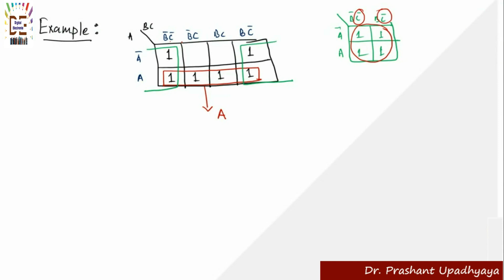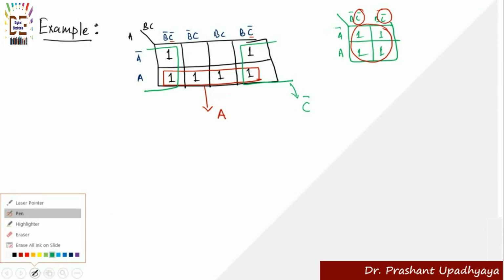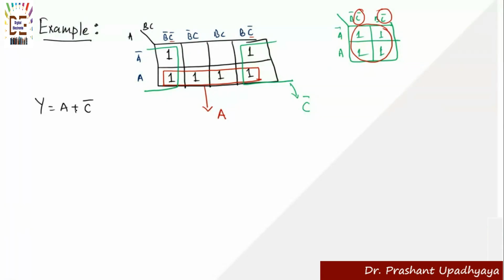So from here, you can see that this C bar is common. So from this green color, I will be getting the answer C bar. So what will be my output? Y equal to A plus C bar.